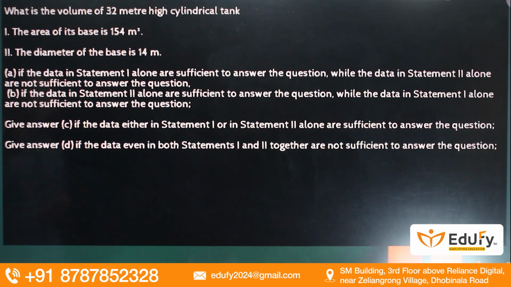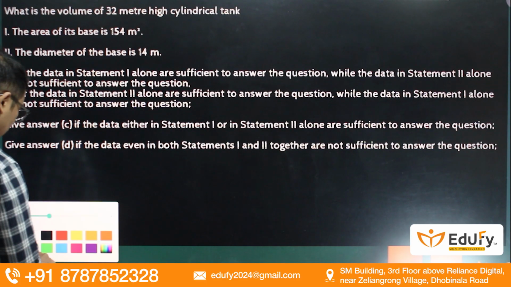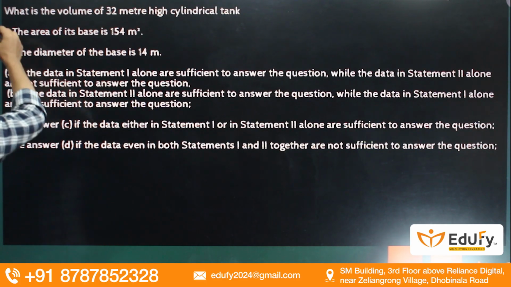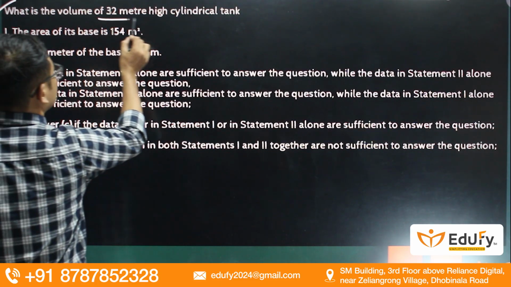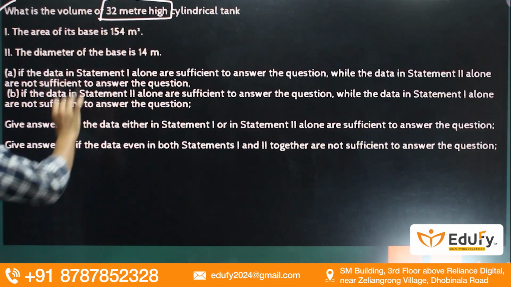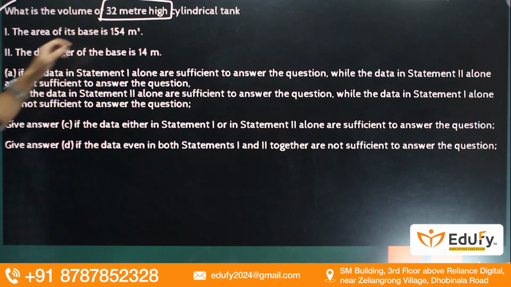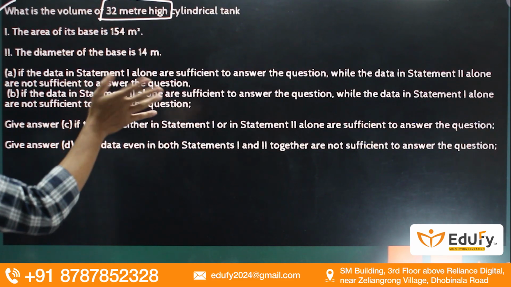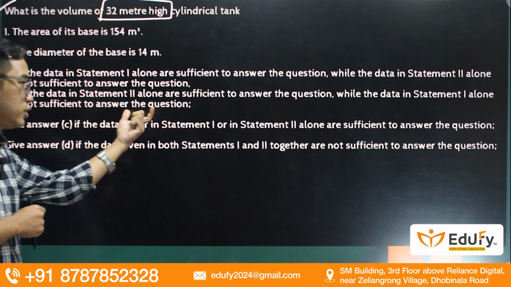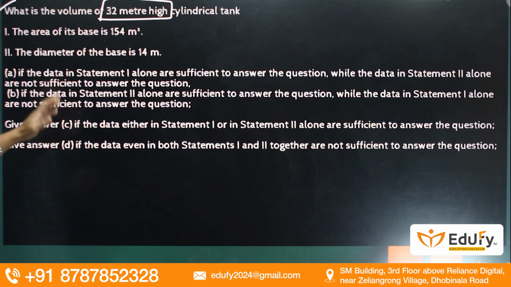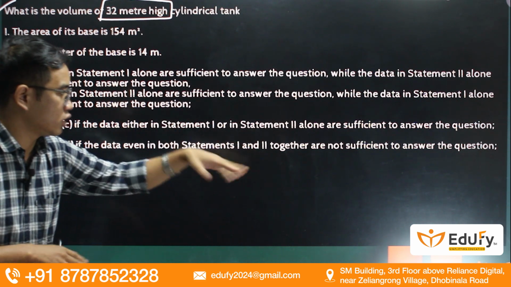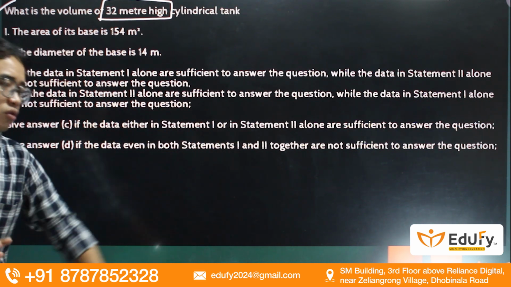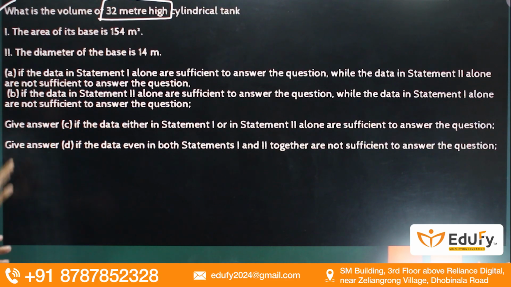Now, the first question here: what is the volume of a 32-meter high cylindrical tank? Okay, so this is the question part, so this 32-meter high is from the question. So I will use this value for both my statement 1 and 2 as well. After that you have options A, B, C, D, where they say statement 1 alone is sufficient to answer, while statement 2 alone is not sufficient, statement 2 alone is sufficient, and so forth. And we have C, statement 1 alone or statement 2 alone are sufficient, and both are not sufficient. So depending on how we solve it, we will take one of the options as our answer.